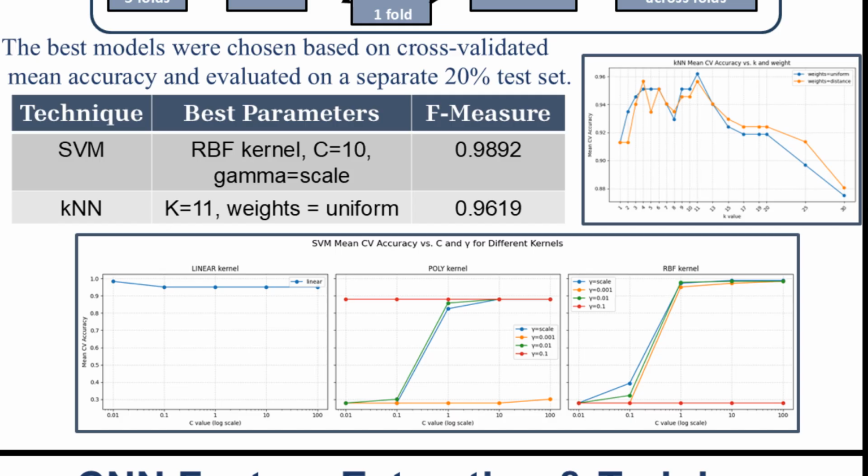The SVM achieved 98.9% test accuracy, whilst the KNN reached 96.2%. Classification reports and confusion matrices showed very high per-speaker precision and recall, with minimal confusion between speakers.